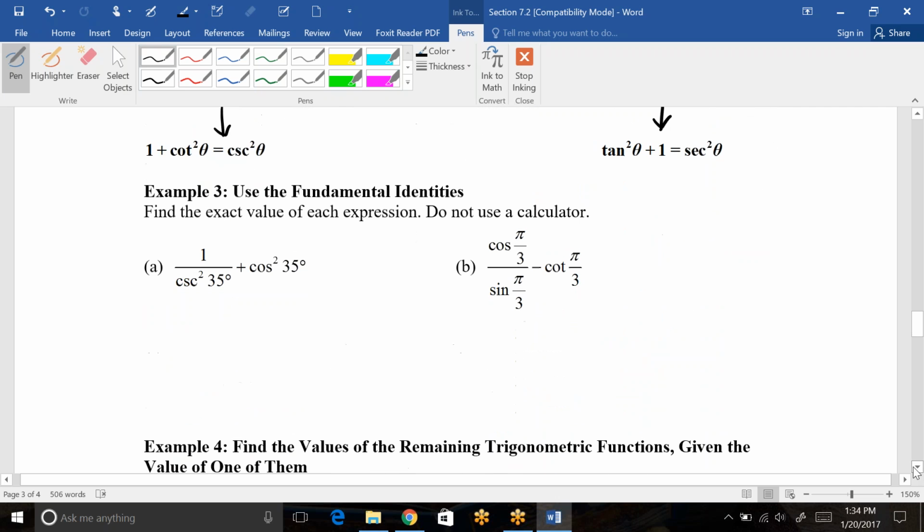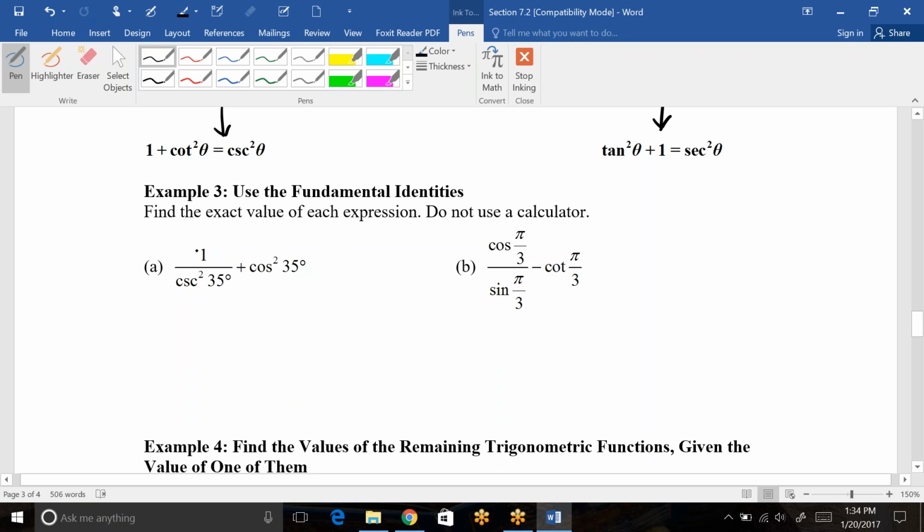So we're going to look at our example number 3. Find the exact value of each expression. Do not use a calculator. This says 1 over cosecant squared of 35 degrees plus cosine squared of 35 degrees. Well, a lot of people are like, well, I don't know what cosine of 35 degrees is. Well, sometimes things are actually a lot simpler than they look if you use your identities. So 1 over cosecant is kind of throwing me off.